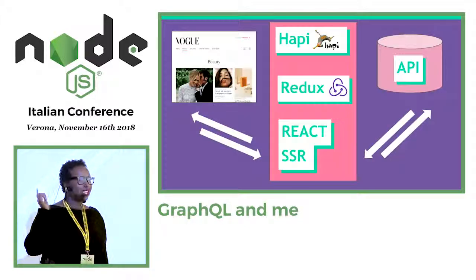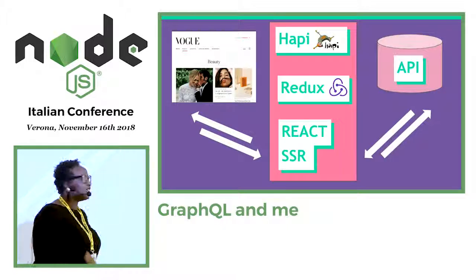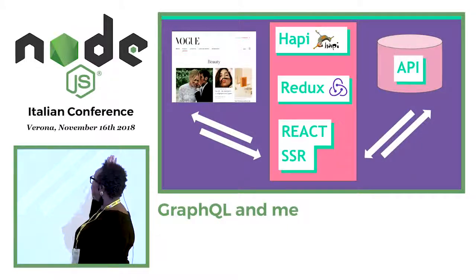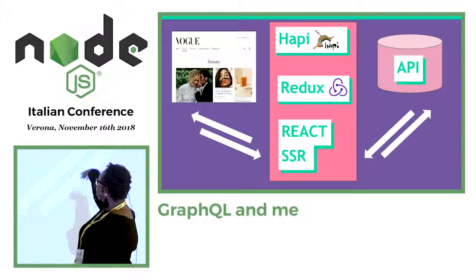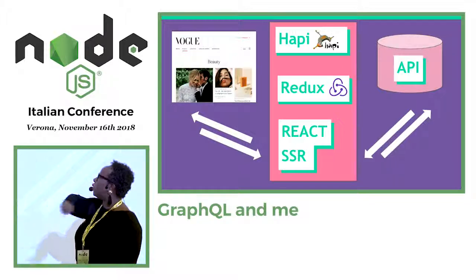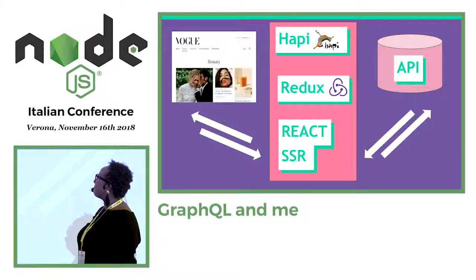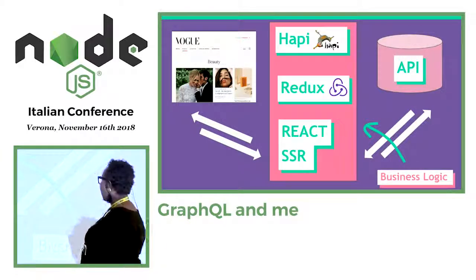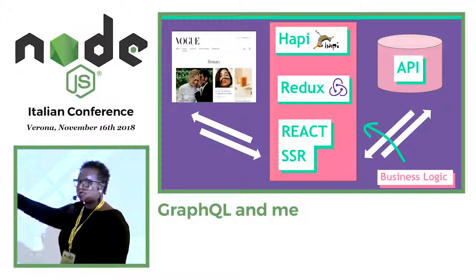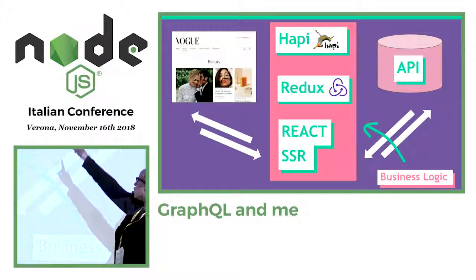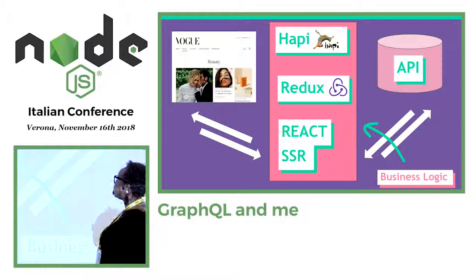So this is, if you remember, how our application looks. It's making a request from a CMS. There's a Hapi server with a Redux store, and with server-side rendering our application. Now, essentially, previously, this is where the business logic existed, right? So this is where all the stuff was happening.